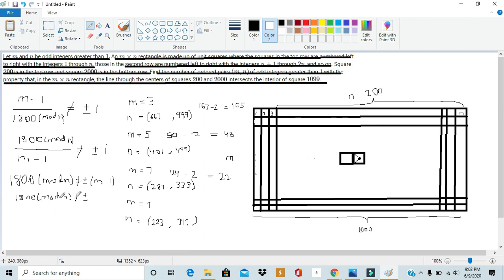If m is equal to 9, that means 1800 mod n cannot be equal to 9 minus 1, which is 8. That means that n cannot be a factor of 1792 and 1808. Now this case is slightly unusual because when we take the factors, we find that 224 and 226 end up being the factors in this range.